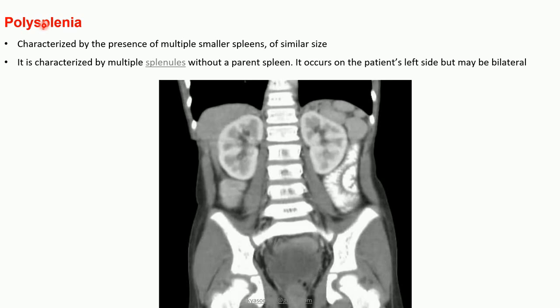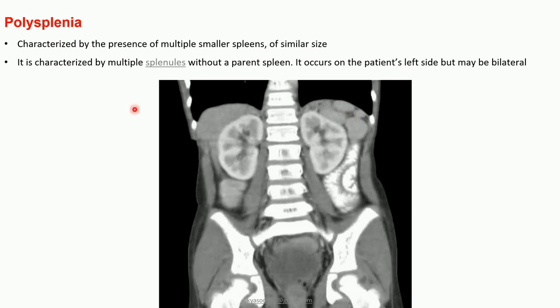Okay. In some abnormal cases, it may be bilateral. You may have some of the splenic tissues on the right side. That's not so common. Most of the time, these multiple smaller splenic tissues are going to be on the left side, close to the left kidney. Okay? That is polysplenia.